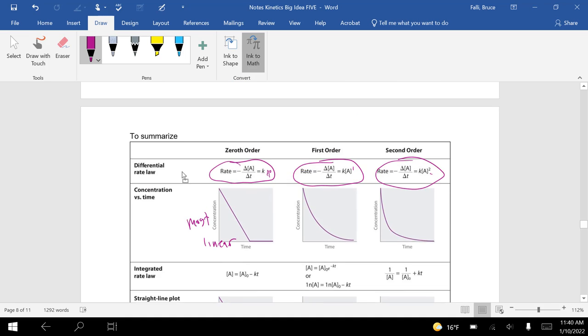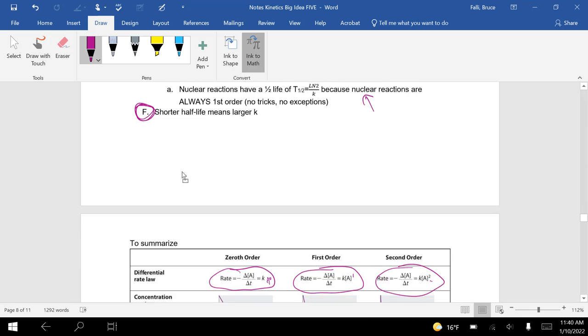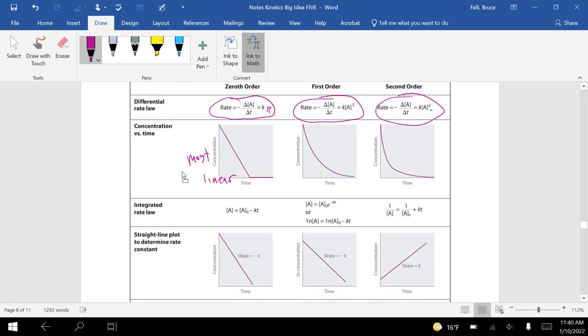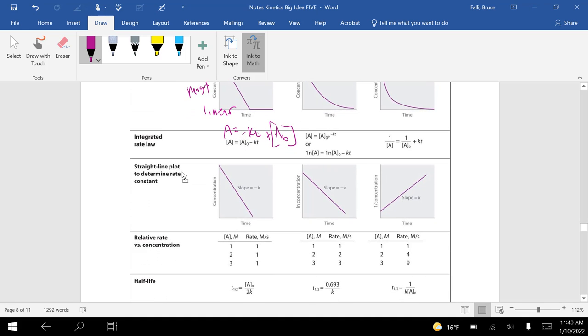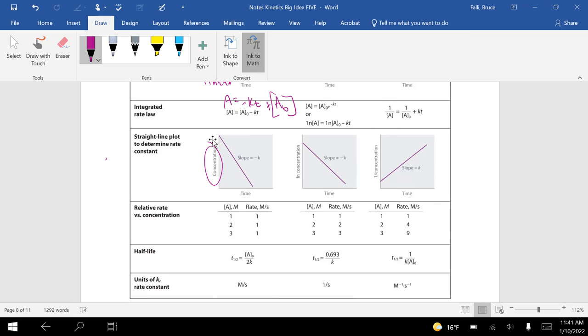When we go back up here and we're looking at the y equals mx plus b, 1 over A, on this one we're going to have ln A equals negative kt plus ln A naught. Straight line plot to determine the rate constant. So when you plot these, this is concentration, this is ln concentration, this is 1 over concentration. Basically, it doesn't matter whether it's positive or negative. The graph will tell you.